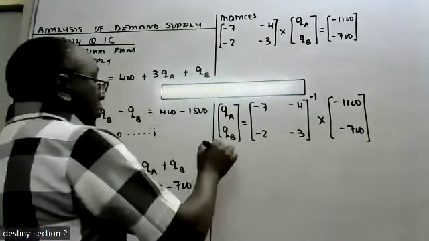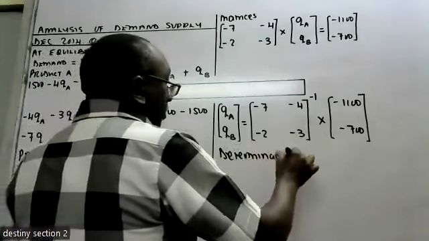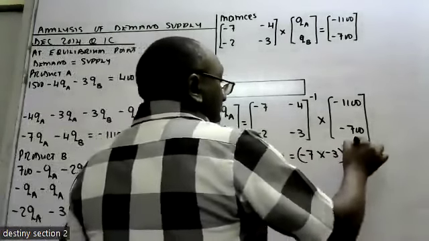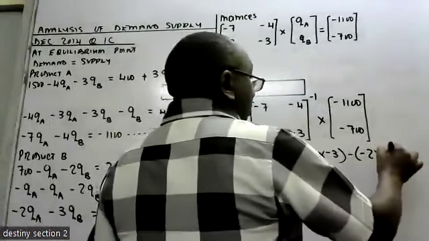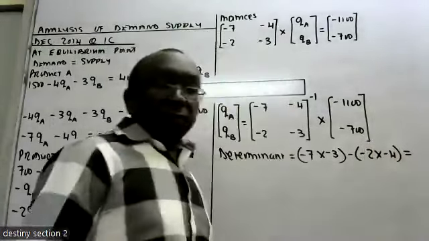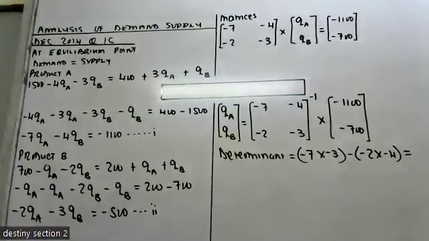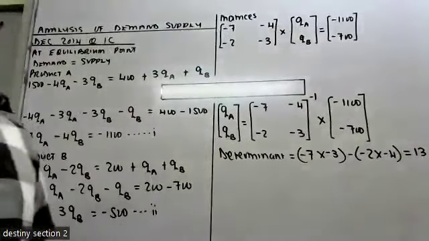From there, we said you get the determinant. The determinant of this will be minus 7 times minus 3, minus, into brackets, minus 2 times minus 4. If you consult your calculator, minus 7 times minus 3 minus 2 times minus 4, the answer I'm getting is 13.